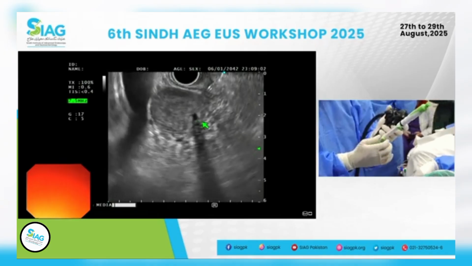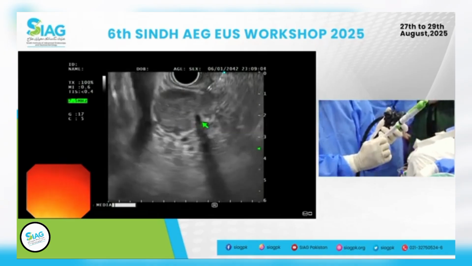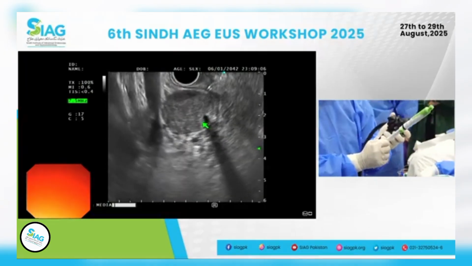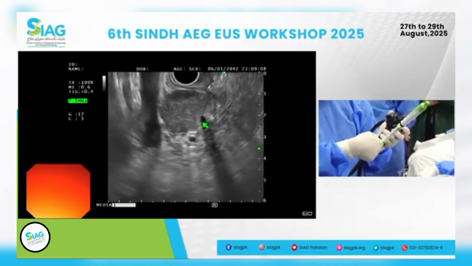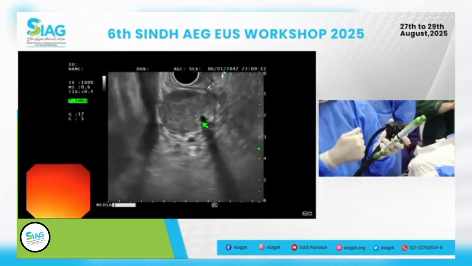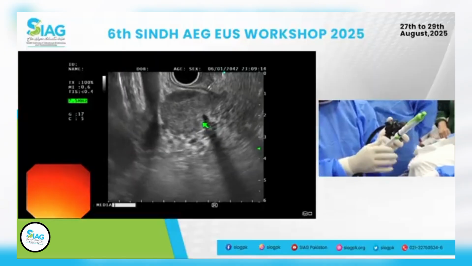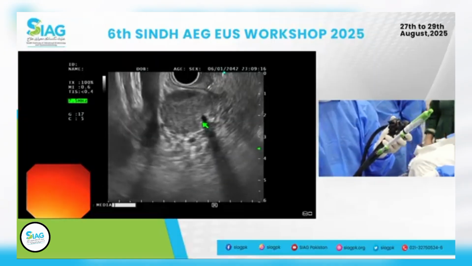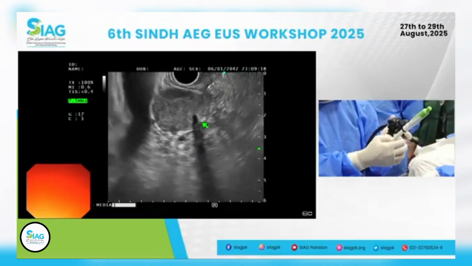I'll make sure that I lock the sheath wheel, because when you're doing FNA or FNB, you don't want to be pushing the needle and sheath together. That would cause a lot of trauma. So I lock that sheath there. It's nicely sitting onto the wall.